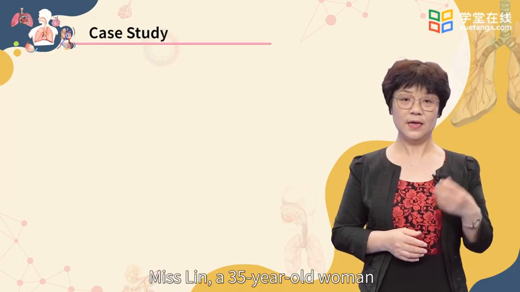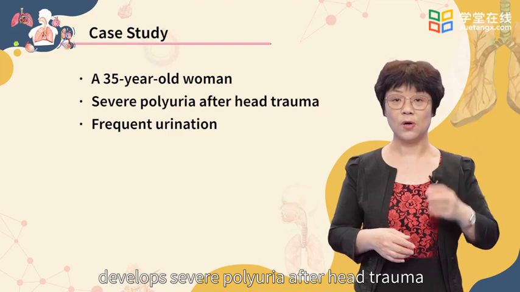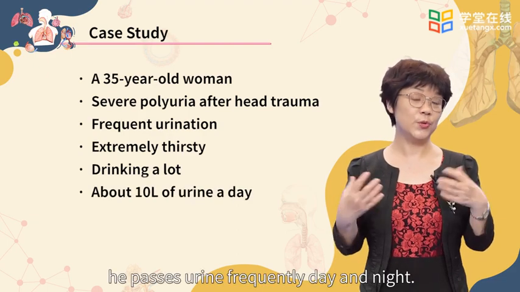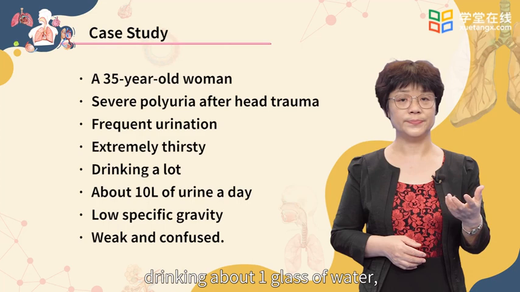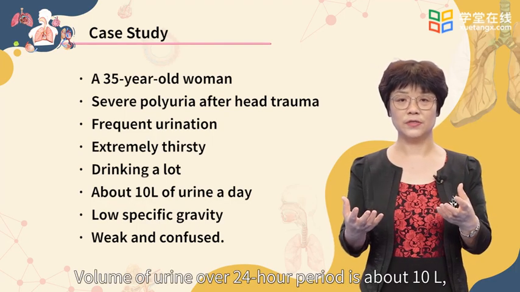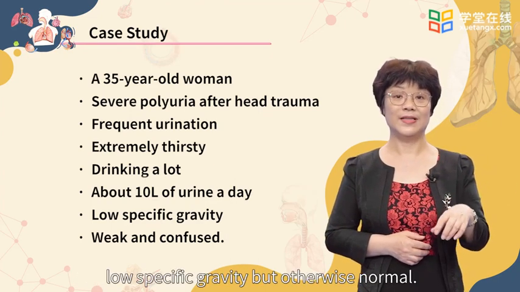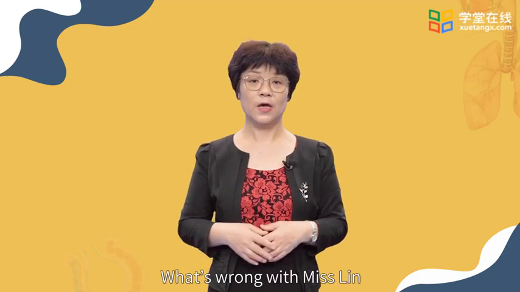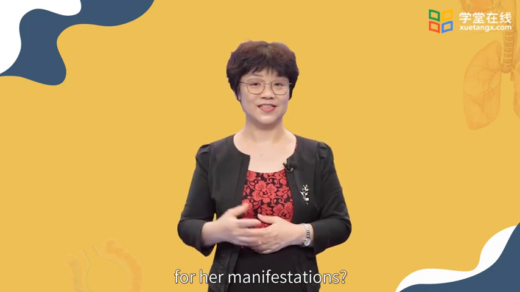Let's see a case. Miss Lin, a 35-year-old woman, develops severe polyuria after head trauma in a motor vehicle accident 3 days ago. She passes urine frequently, day and night. She is extremely thirsty, drinking about 1 glass of water, about 200 milliliters, every 15 to 20 minutes. Volume of urine over a 24-hour period is about 10 liters. Low specific gravity, but otherwise normal. She becomes weak and confused. What's wrong with Miss Lin, and what are the underlying mechanisms for her manifestations?